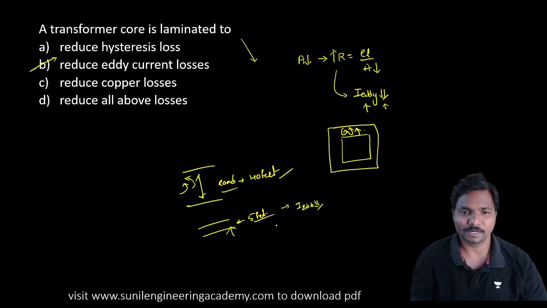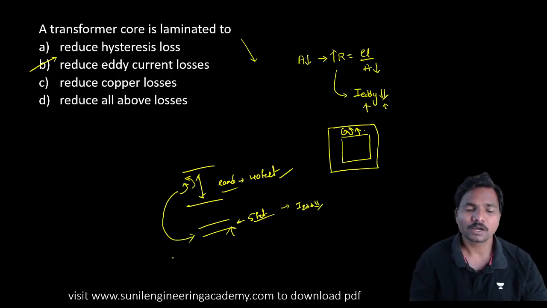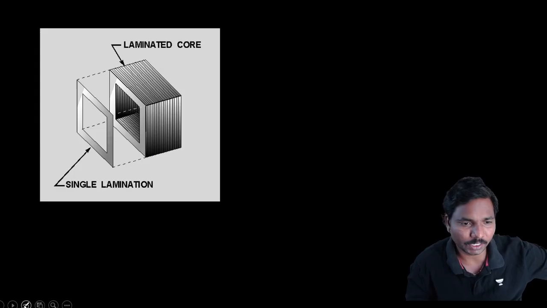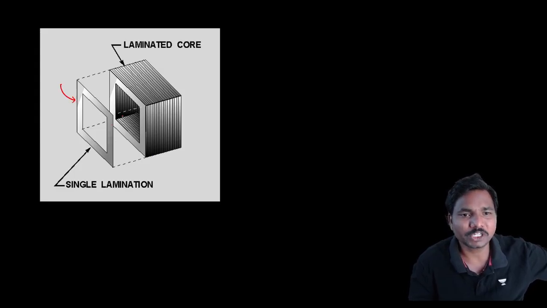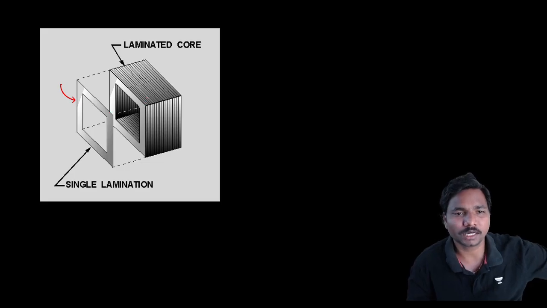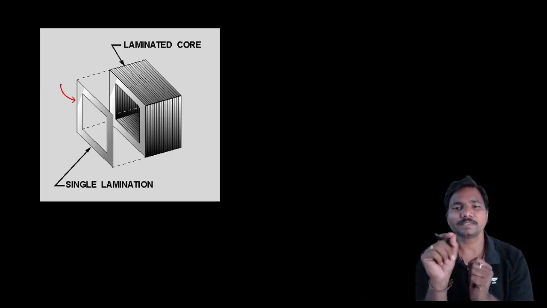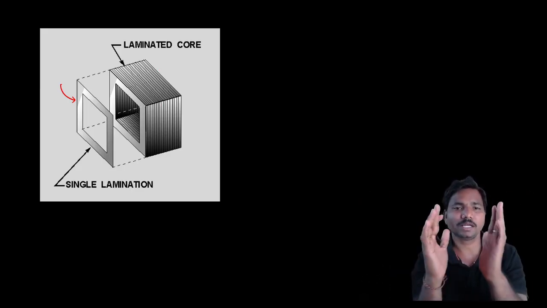The same happens here. If you reduce the road width, the vehicles cannot circulate. In the same way, if you reduce the area of the core, the eddy currents cannot circulate. For that purpose, we take small cross sectional areas like this and bunch them together to form a single core. These are nothing but the laminated cores. Like a book: a single page has very little mechanical strength, so we bunch all of them together to form a single book.